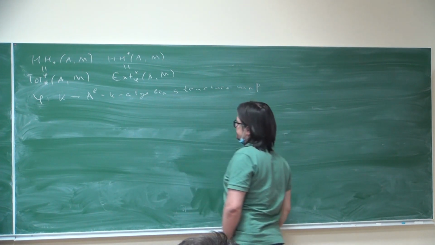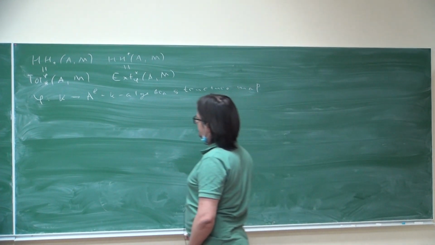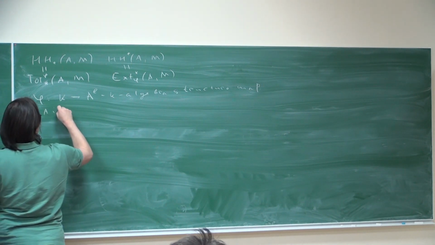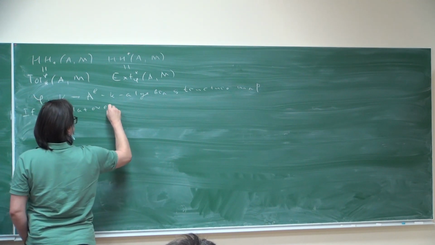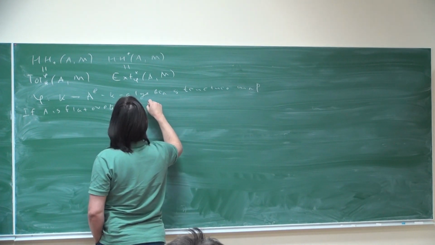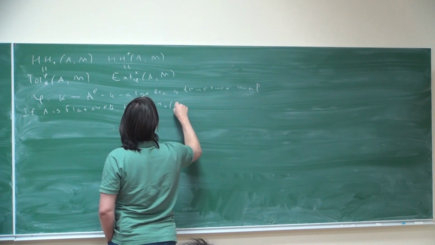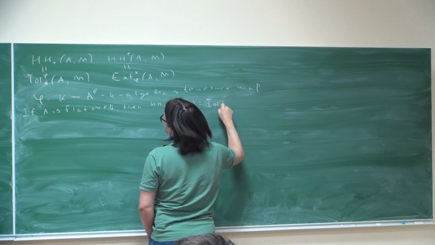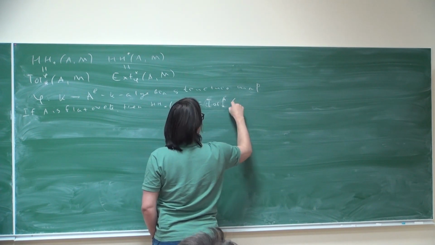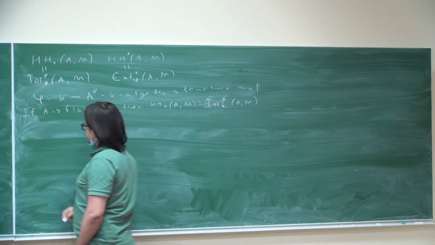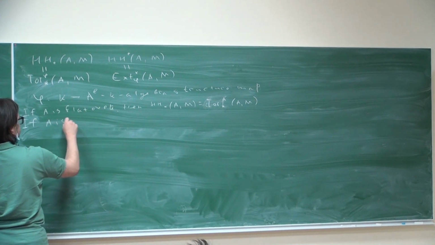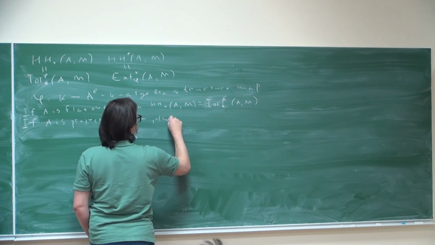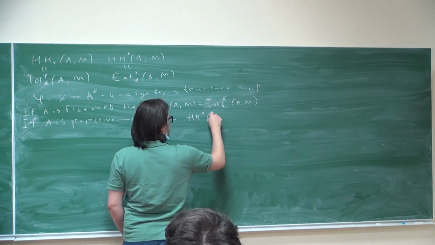We have shown that if A is flat over K, then in fact the Hochschild homology is Tor over A-enveloping algebra, and if A is projective over K, then Hochschild cohomology is the usual Ext.